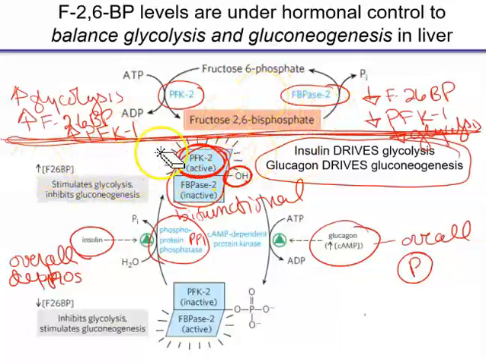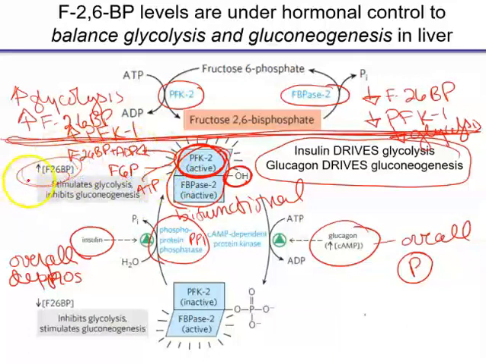So I'll erase this. PFK2 is going right from fructose 6-phosphate. We have the input of ATP, and what do we get out? Fructose 2,6-bisphosphate plus ADP. Okay, that's what's happening here. And then this goes on to activate PFK1 and glycolysis.